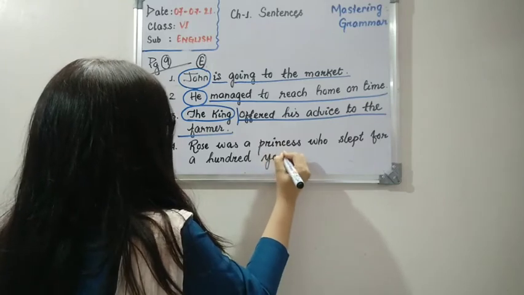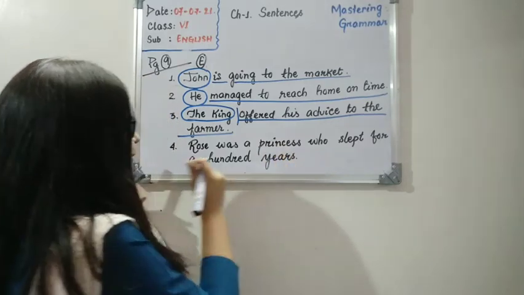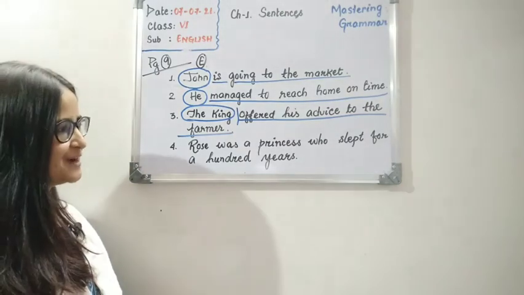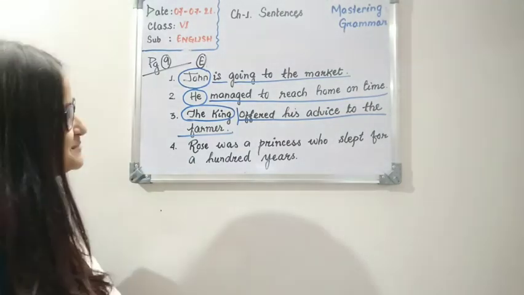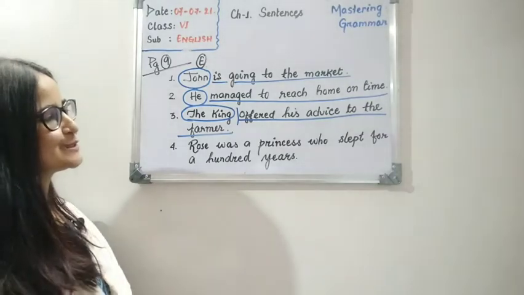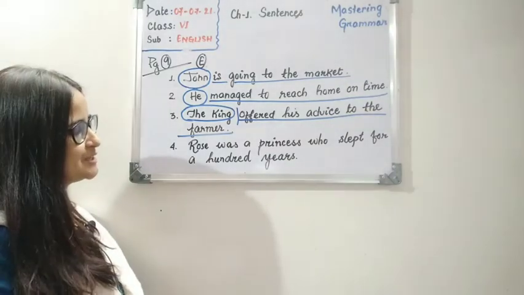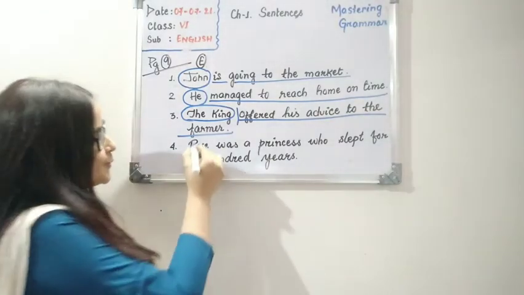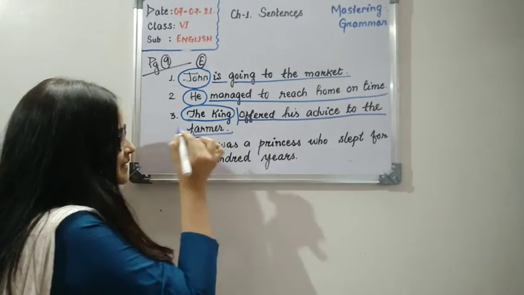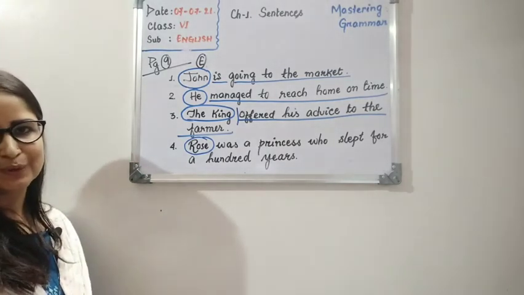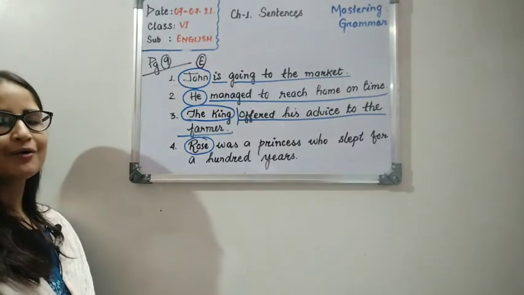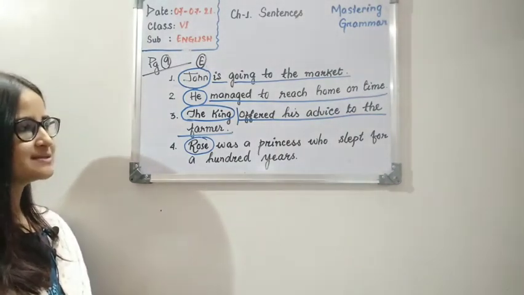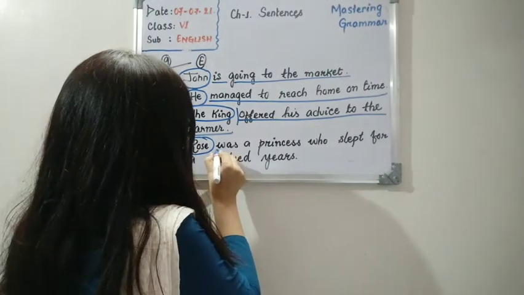Okay, now do you want to sleep for 100 years? So poor Rose, she has to sleep for 100 years, right? And doing nothing. So let's find out the subject in this sentence. Rose was a princess who slept for 100 years. About whom are we talking in this sentence, children? About Rose. So Rose is going to be our subject, because in the subject we talk about which or who the person is. So was a princess. Was is the main verb here.